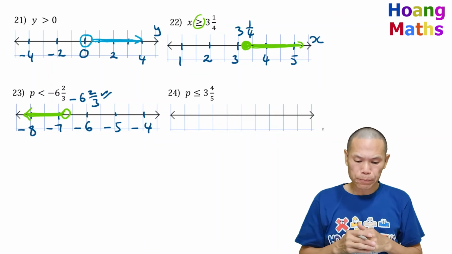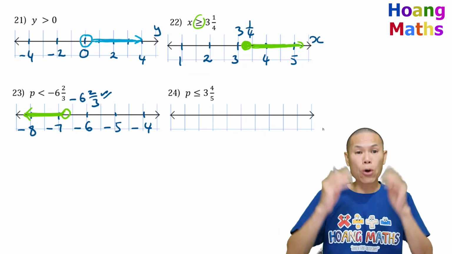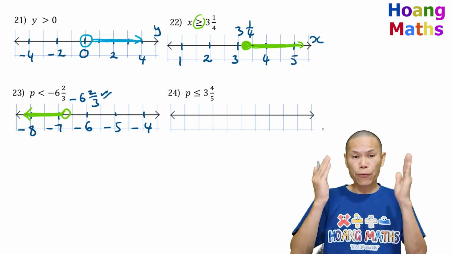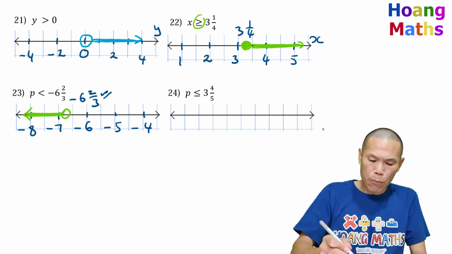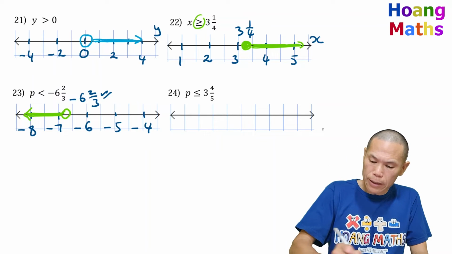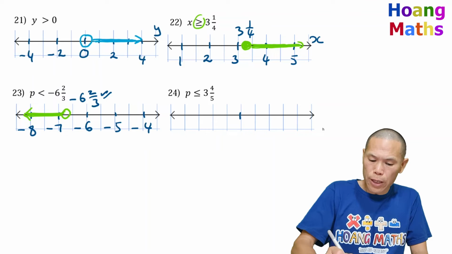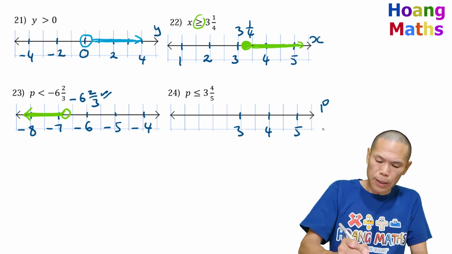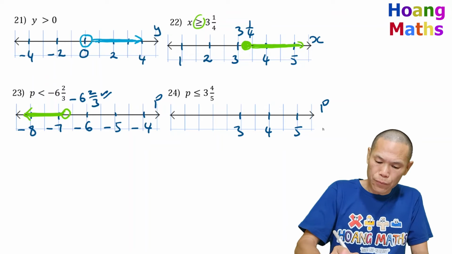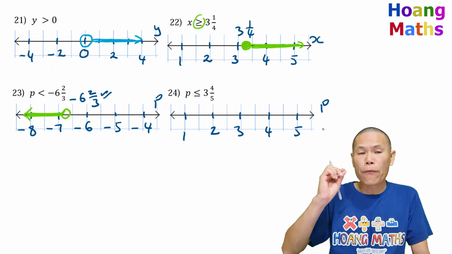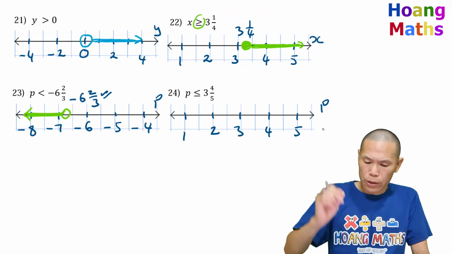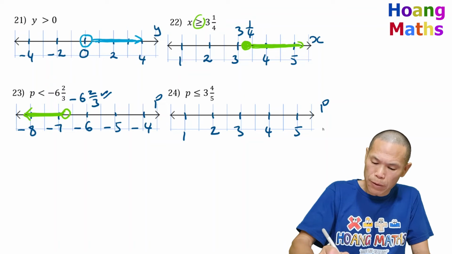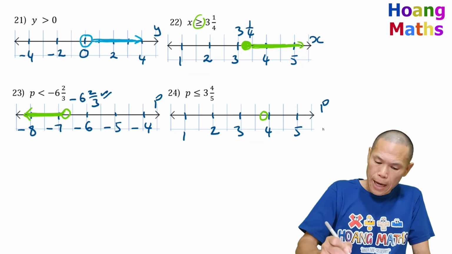Now, number 24. P is less than or equal to 3 4/5. So we start from 3 somewhere along the line here. Let's make it halfway, roughly. So 3 and then 4 here and 5 here, and of course, this one is P. Of course, this is P as well. And then we have 2 and we have 1. And 3 4/5 is almost 4, correct? So just roughly here somewhere. Let me draw it just before 4, with a bubble. And then less than that.